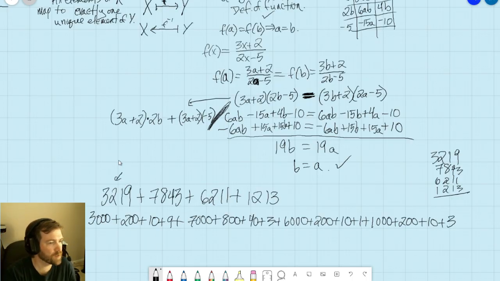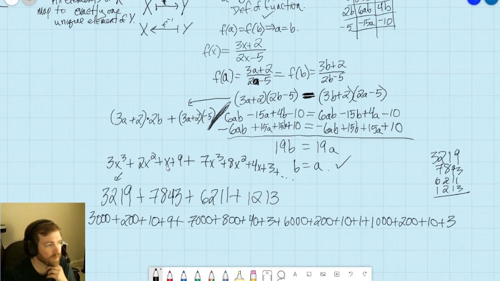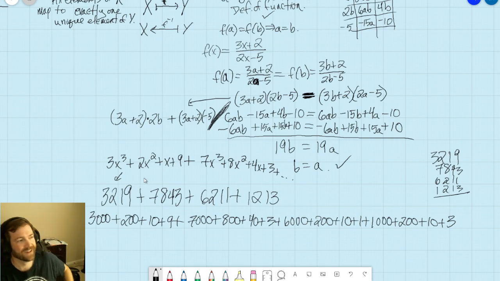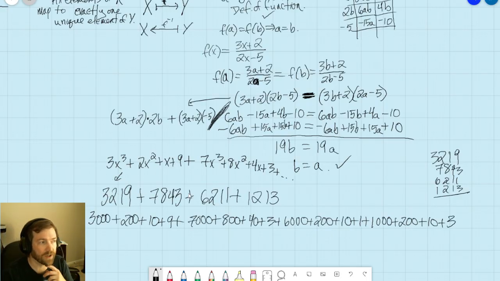This right here, this is preparing you for 3x to the third plus 2x squared plus x plus 9 plus 7x cubed plus 8x squared plus 4x plus 3 plus dot dot dot, and finish the rest of them, right? X equals 10. Ta-da! X equals 10 gets you exactly all of this. And it's going to get you the exact same answer that you would get if you actually added all this stuff up. It's about knowing what to do rather than just getting an answer.